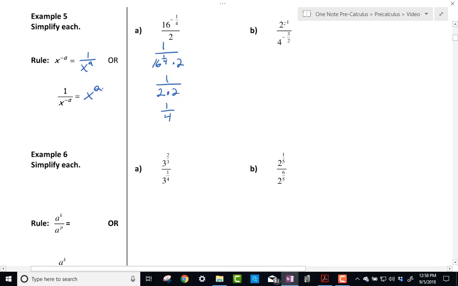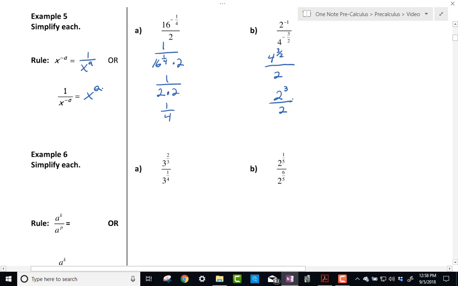So this one, letter B, I've got 2 to the negative 1. Immediately, I'm going to drop it down to the bottom. I want that exponent positive. 4 to the negative 3 halves, I'm going to bring it up to the top. 4 to the positive 3 halves. Before I can divide 4 and 2, I've got to do 4 to the 3 halves power. Well, what does that mean? It means take the square root of 4. So that's 2 to the 3rd power over 2.